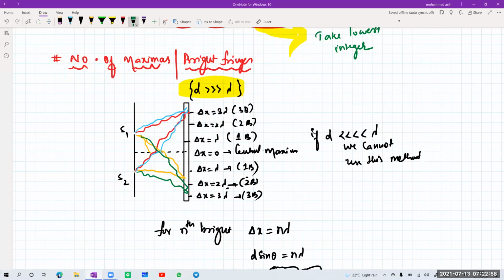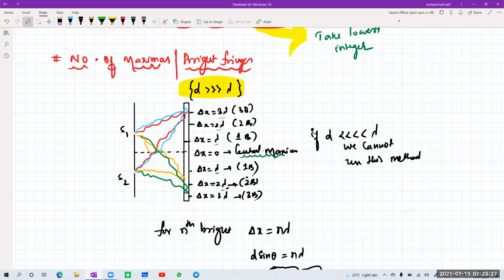So say on the screen we are getting some maxima points. We know that at the center we always get the central maxima. Then the first bright is at lambda, the second bright is at 2 lambda, the third bright is at 3 lambda, and so on. Whatever we get above, the same replica or mirror image will be seen below. If d is much lesser than lambda, we cannot use this method to simplify the number of maxima or minima.